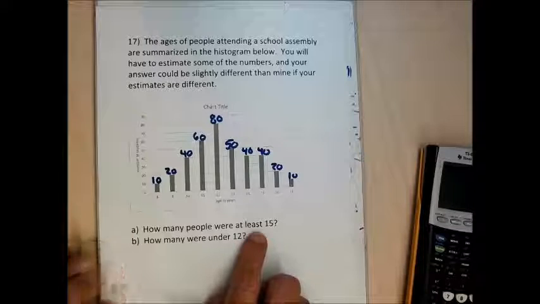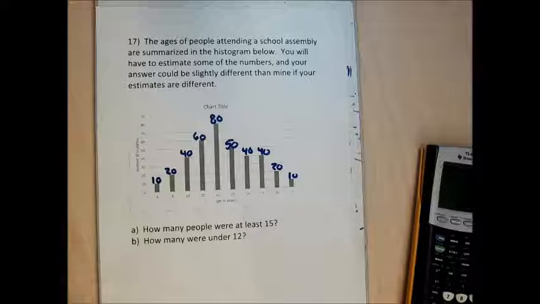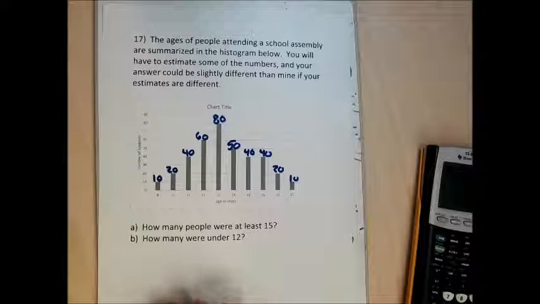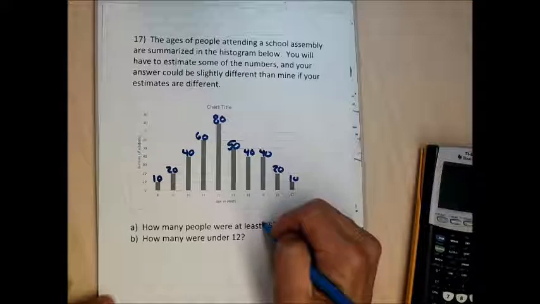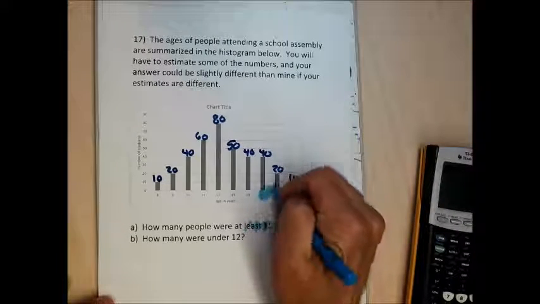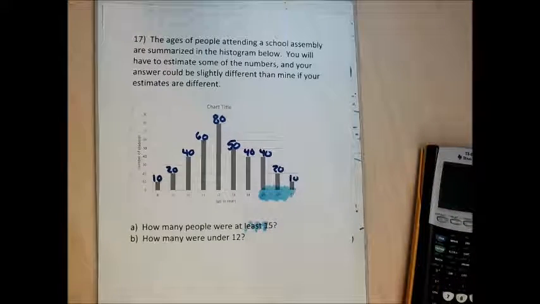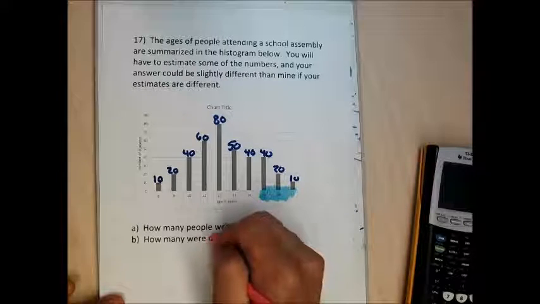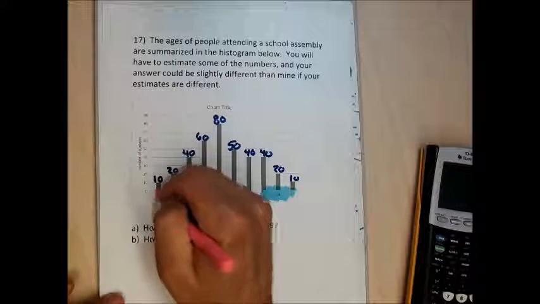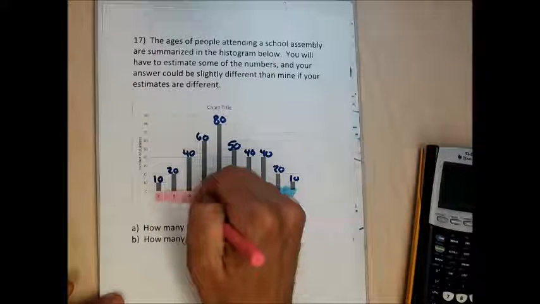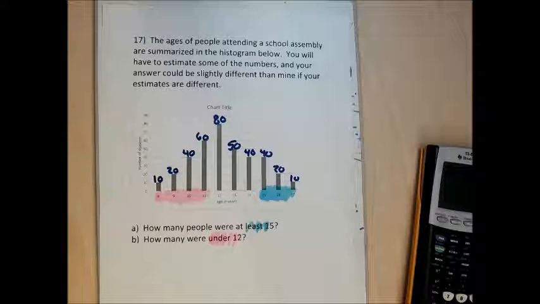So how many people were at least 15? What I'm going to do when you go to do this problem, at least includes the number. When you do at least 15, you're going to count those students because they're 15 or older. That's at least 15. For part B, how many were under 12? You don't count the 12-year-olds. When you go to do part B, the students that you're counting are just those students.